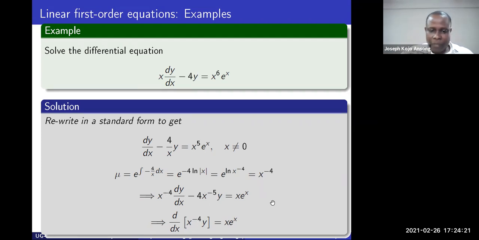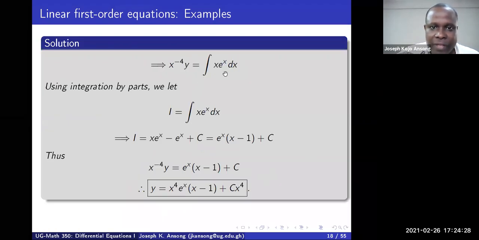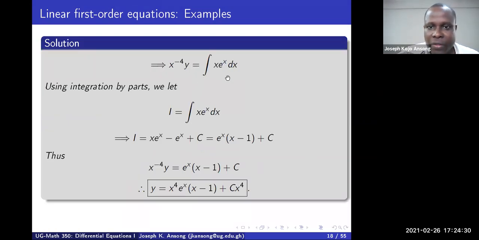Okay, good. So now all you do is integrate both sides of the equation. You're going to have x to the negative 4 times y is equal to this integral. If you remember from calculus 1, if you have an integral like this, you can use integration by parts. I haven't done it here. When you integrate this, you're going to end up with x e to the x minus e to the x plus c, which you can rewrite like this.